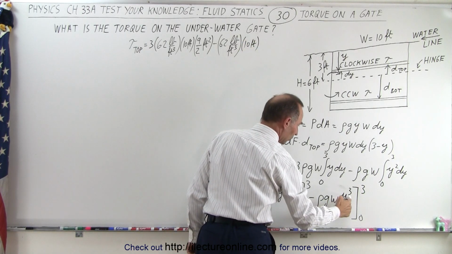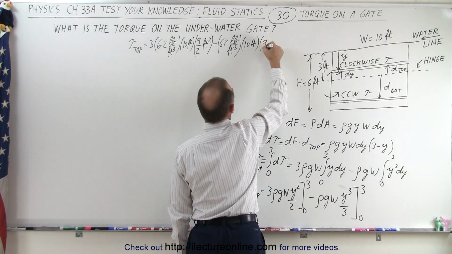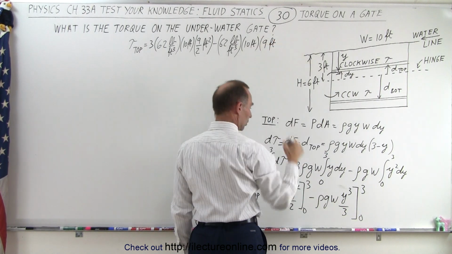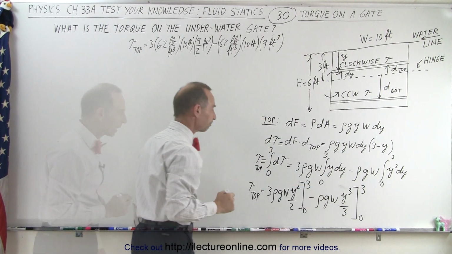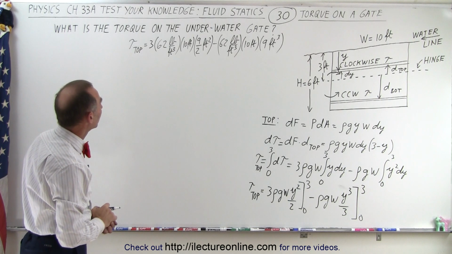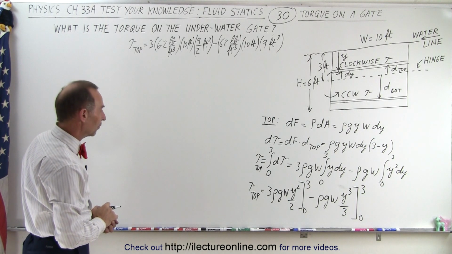And then we have 27 divided by 3, which is 9, minus 9 feet squared. 9 feet, let's see here, 3, that would be 9 feet cubed. All right, so I think I'm off on something.